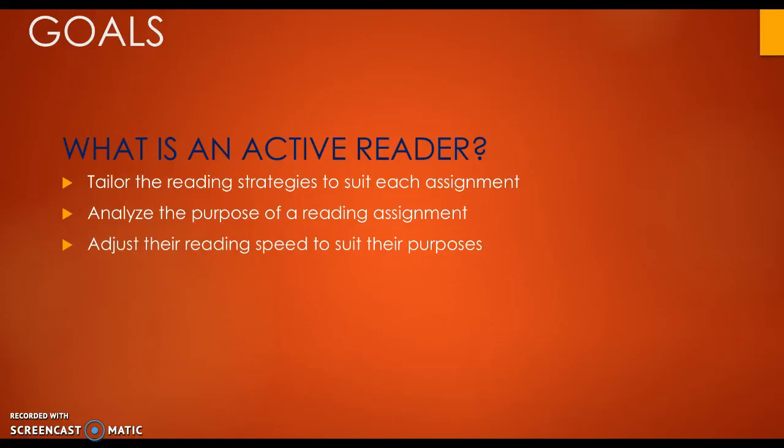The third trait of an active reader is to adjust their reading speed to suit his or her purpose. So depending upon what your purpose is, you might adapt your speed. For example, if you're looking for a statistic, your eye will look over for numbers. If you're looking for words that are unfamiliar to you, you might take a bit longer.